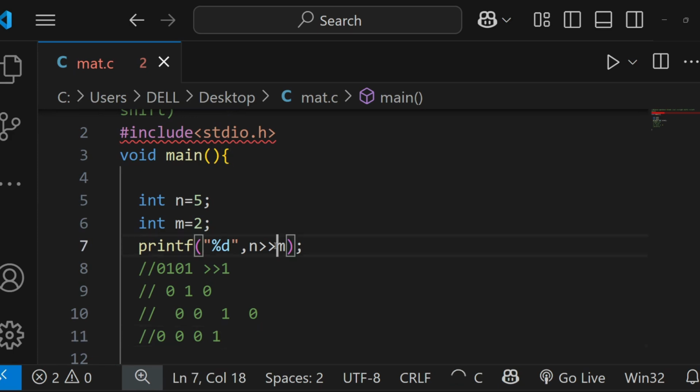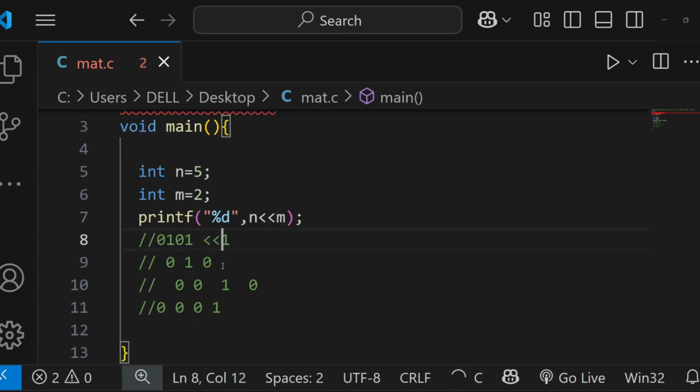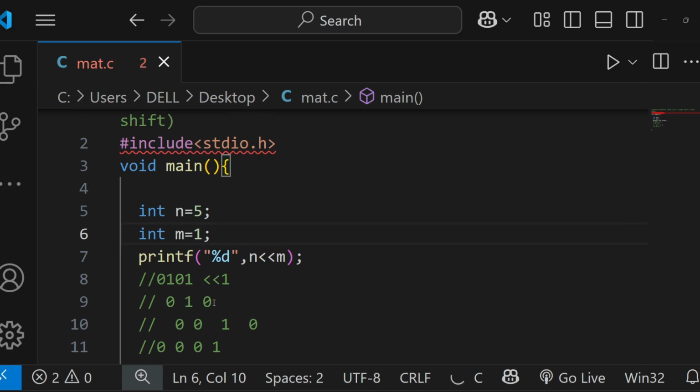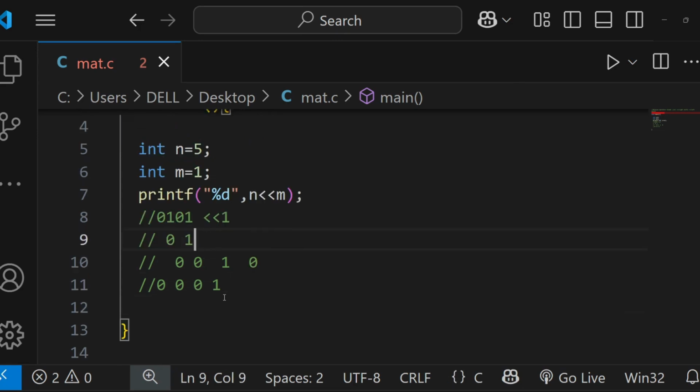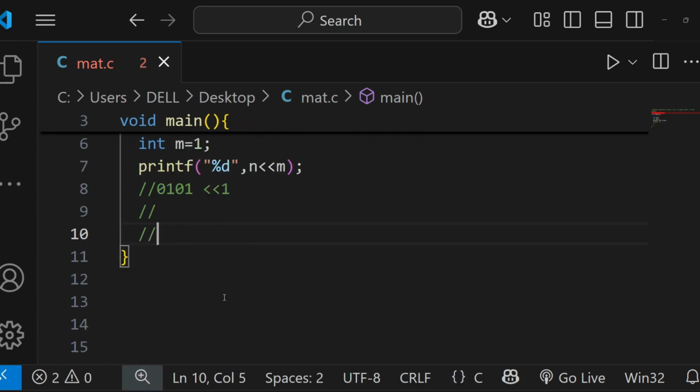Now in a similar manner, there is a left shift. Now I am shifting to the left. That means the value will be the same, but I am shifting to the left. First we will see one time. One time means this 0 will be dropped. I'm just deleting the whole thing here so that it will be easy for you to understand. Okay, so 0 will be dropped.